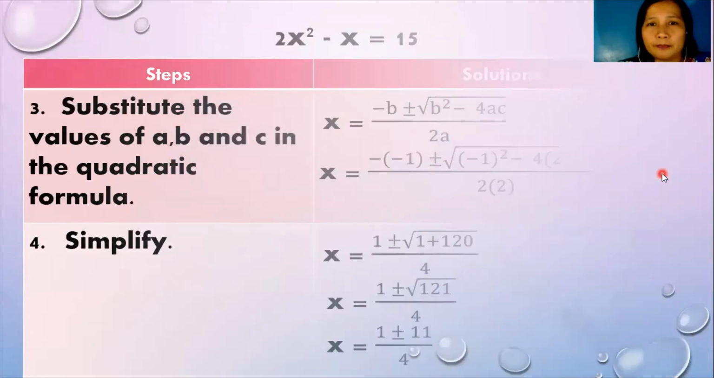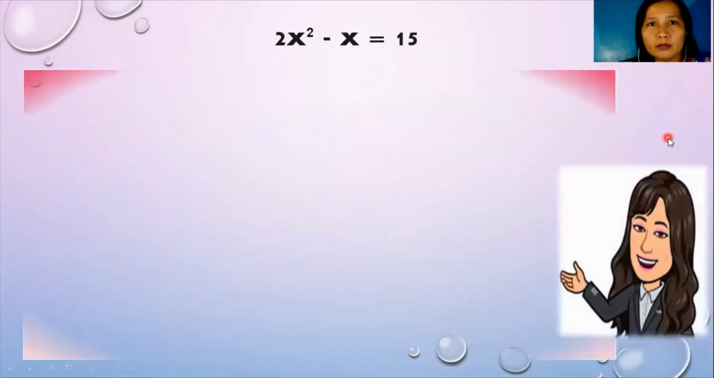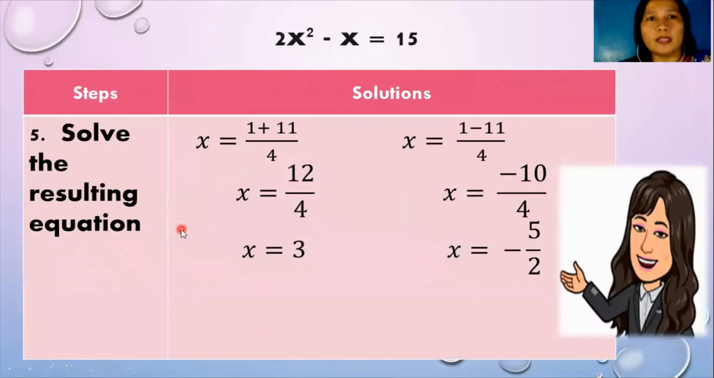Then, after that, step number 5, solve the resulting equation. So, for this, we have 1 plus 11 over 4 and the other one is 1 minus 11 over 4, because this is positive or negative 11. So, we separate this to get the values of x. The first one, 1 plus 11 is 12, divided by 4 is 3. And 1 minus 11 over 4 is negative 10 over 4. Simplest form, divide this by 2. So we have negative 5 over 2.